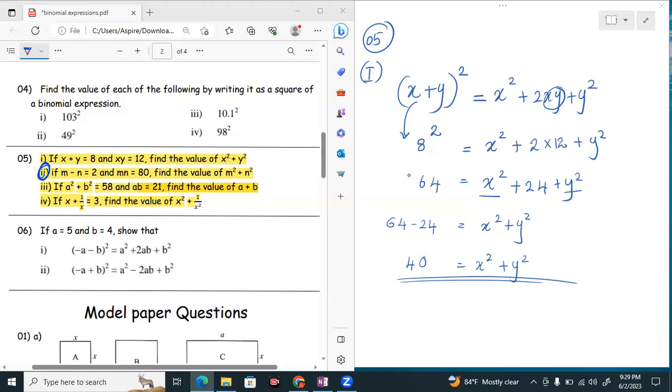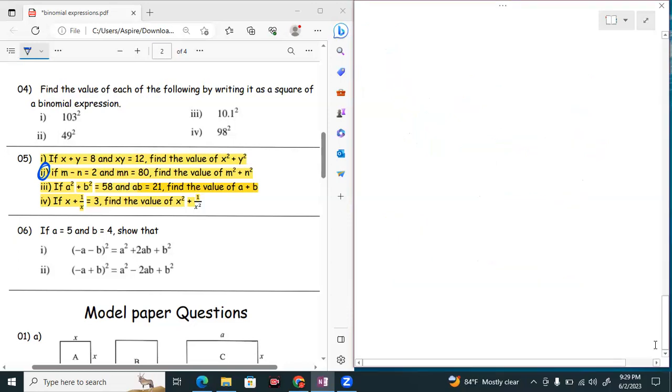Okay, did you try to obtain the answer? Here it is a difference, no? How do we get the answer? It is m minus n. Then take the square of m minus n, which equals m squared minus 2mn plus n squared.